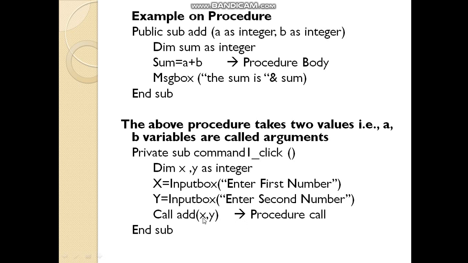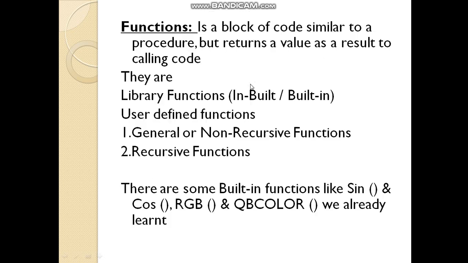This procedure call statement passes two parameters, x and y, and the values are copied from x to a and y to b. These two numbers are added, and the result is displayed here. Then next, the function. A procedure doesn't return a value, but a function returns a value.